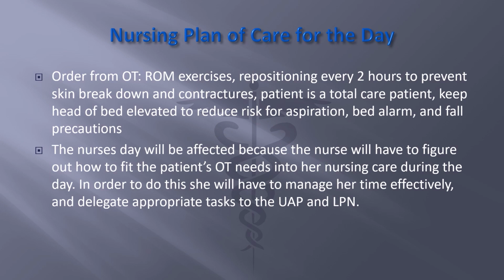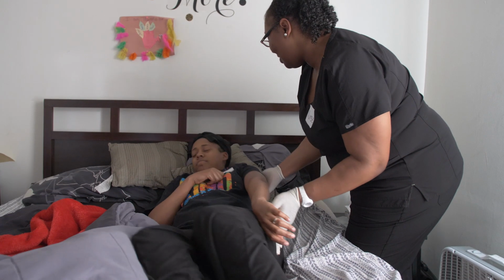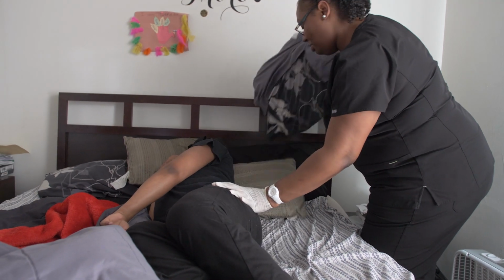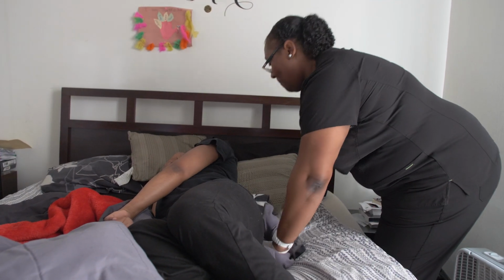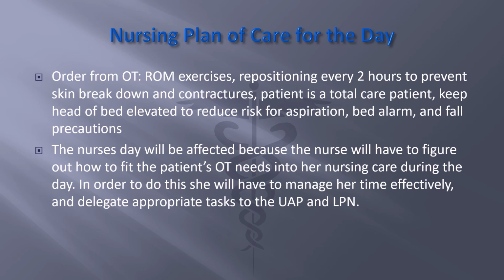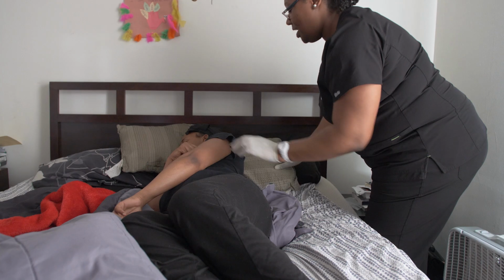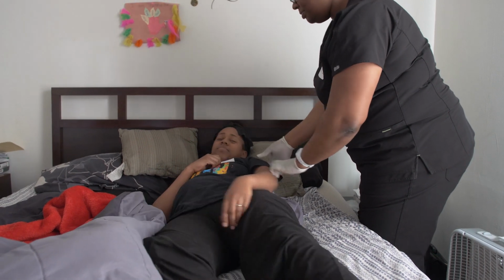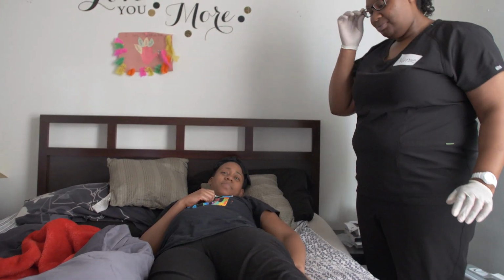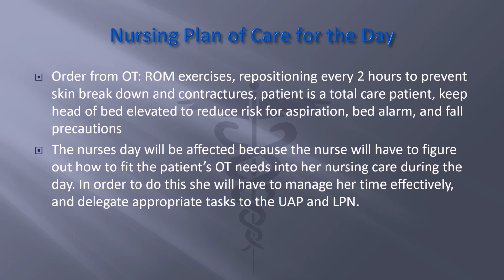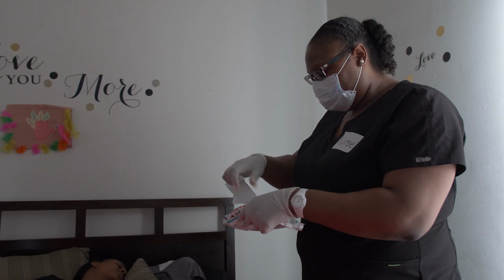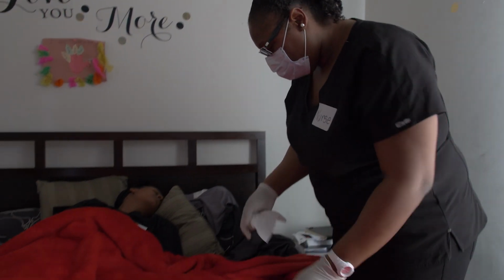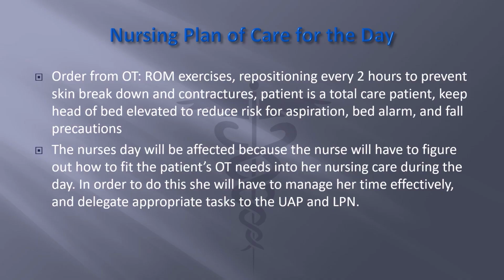Nursing plan of care for the day. After being seen by the occupational therapist, an order is written for the patient from OT to have range of motion exercises, repositioning every 2 hours to prevent skin breakdown and contractures. Patient is a total care patient. Keep head of bed elevated to reduce risk for aspiration, bed alarm, and fall precautions.